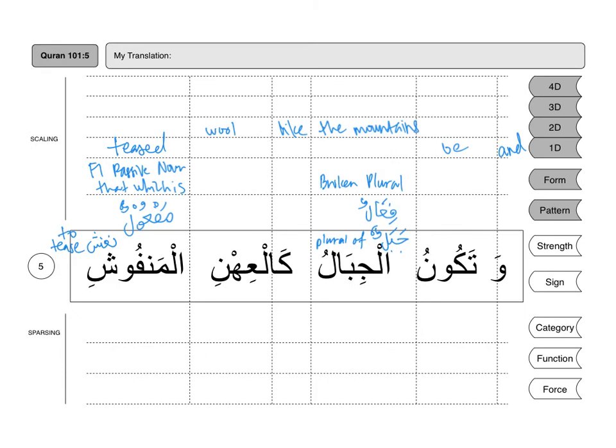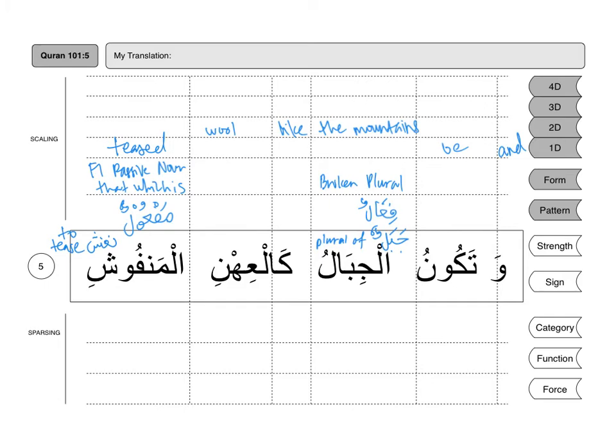Okay, so verse number 4 is like verse number 3, right? So verse number 3 is يوم يكون الناس كالفراش المبثوث. Okay, so يكون الناس here is تكون الجبال, تكون الجبال كالعهن المنفوش. Therefore the grammatical functions for all of this would be the same. Okay, so we'll just translate the meaning.